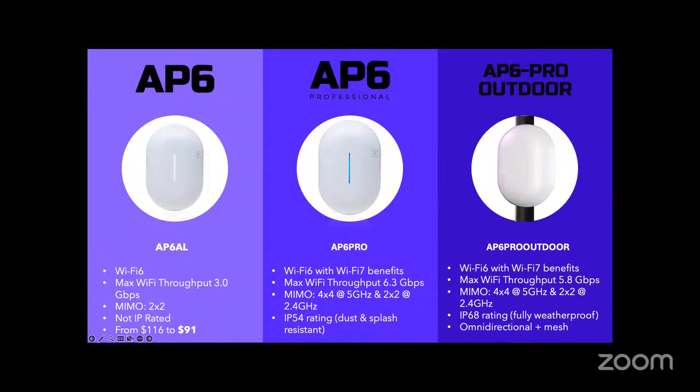That's the basic model. So Wi-Fi 6, throughput 3 gigabits per second, 2x2 antennas. It's not IP rated. And it has a special price for you now. It was $116. Now it's updated price at $91. So you should take advantage of it right now. That has a special price.